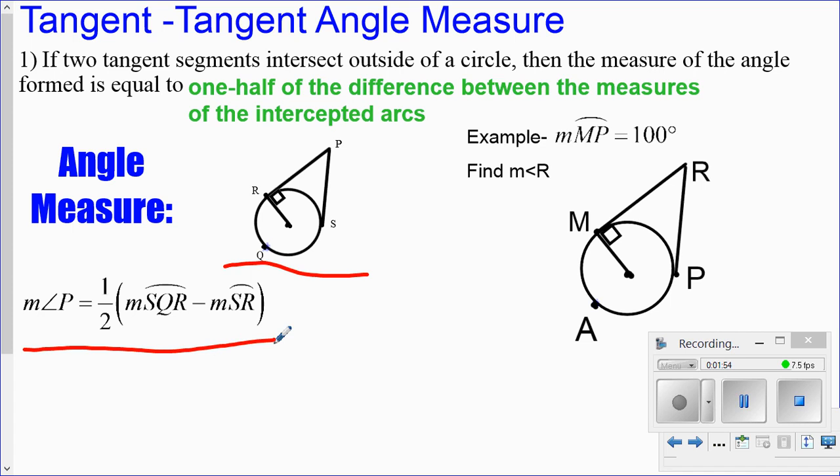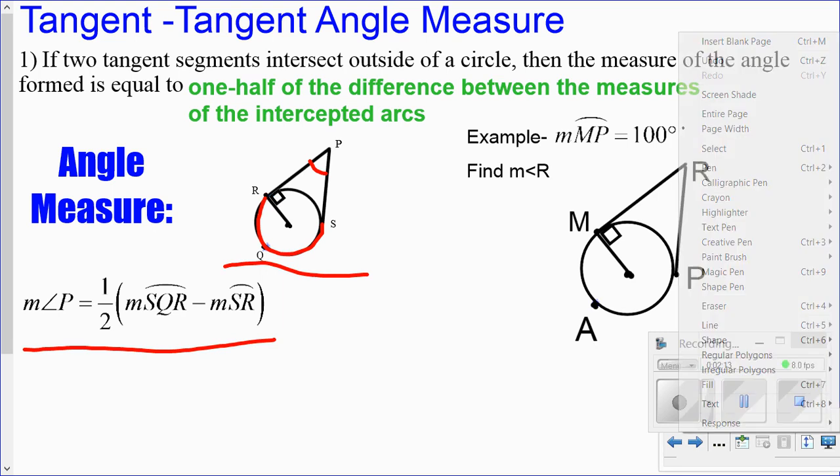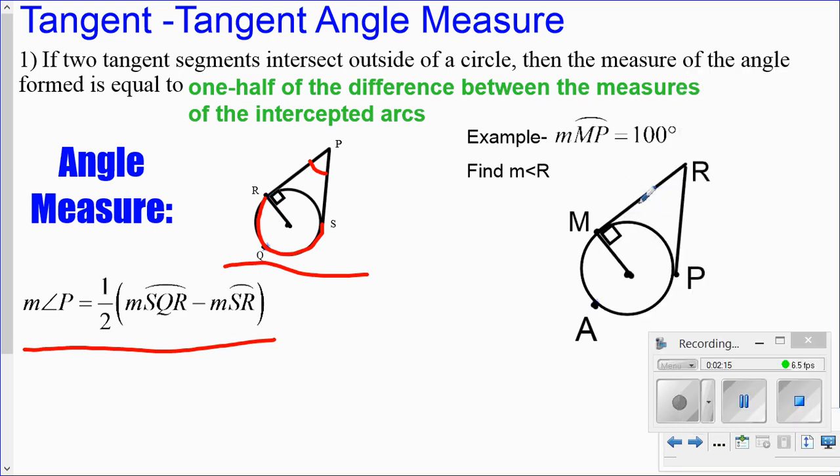So angle P, we're talking about this angle up top. That's the angle created from those exterior items, in this case, the two tangents. So the measure of that angle is going to be equal to this major arc, the difference between that and this minor arc. Those are the two arcs that are intercepted when those two tangents intersect. So let's see how that works with an example.